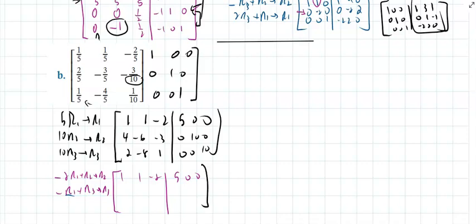Now if I take negative 4 row 1 plus row 2 in row 2, and if I take negative 2 row 1 plus row 3 in row 3. I don't know why I'm writing so small. I have all the space on the planet. Take negative 4 row 1 plus row 2 in row 2, and take negative 2 row 1 plus row 3 in row 3.